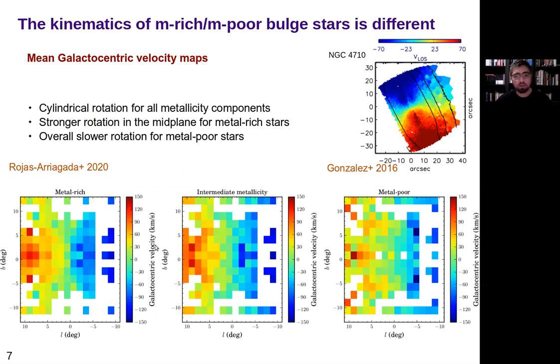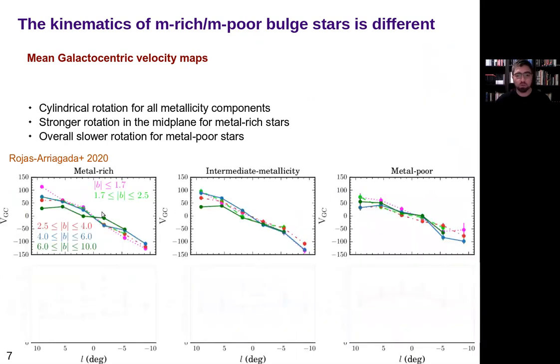But we see some difference between metal-rich and other stars in the sense that there is a stronger rotation close to the midplane for metal-rich stars compared to the other 2 metallicities. And overall, a slower rotation for metal-poor stars compared to metal-rich stars. We can see this also with those rotation curves, where clearly the rotation is steeper for metal-rich stars compared to metal-poor stars, for example.